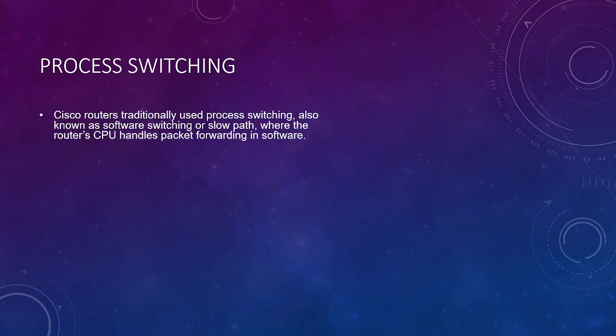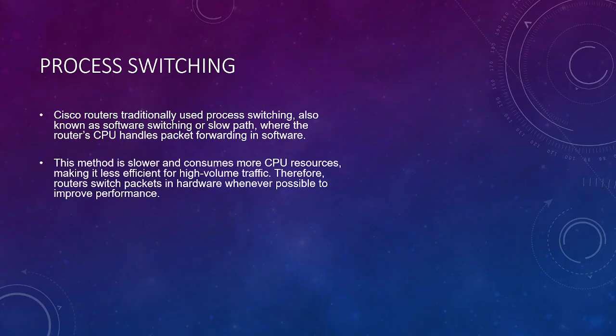Because all the packets are handled in the CPU, which causes delay in processing, since each and every packet is sent to the CPU, and the CPU has to process them one by one. So that will lead to a small delay. That's why it's called the slow path. This method is slower and consumes more CPU resources, making it less efficient for high volume traffic.